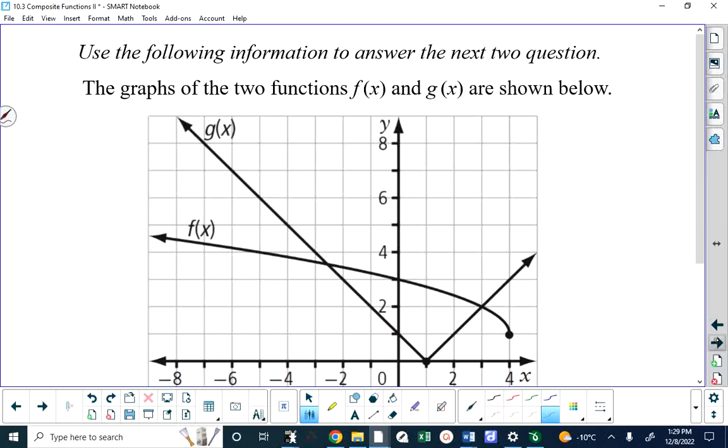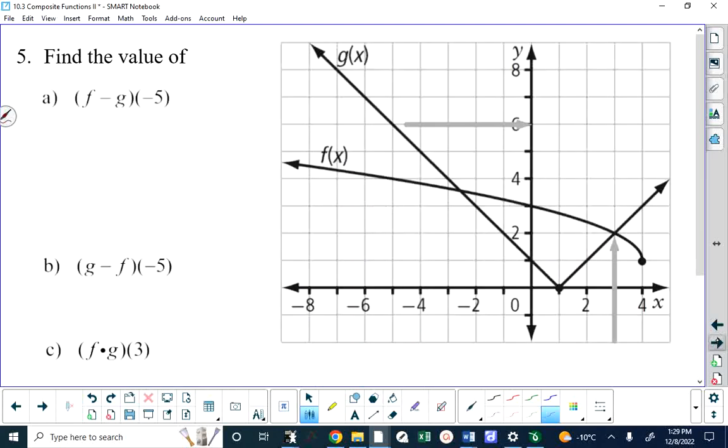Okay, now we're going to do some with graphs. What is f minus g of negative 5? Well, this means f of negative 5 minus g of negative 5.